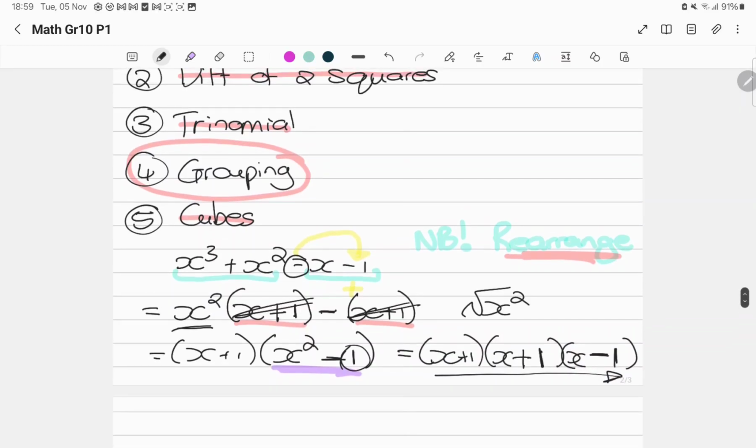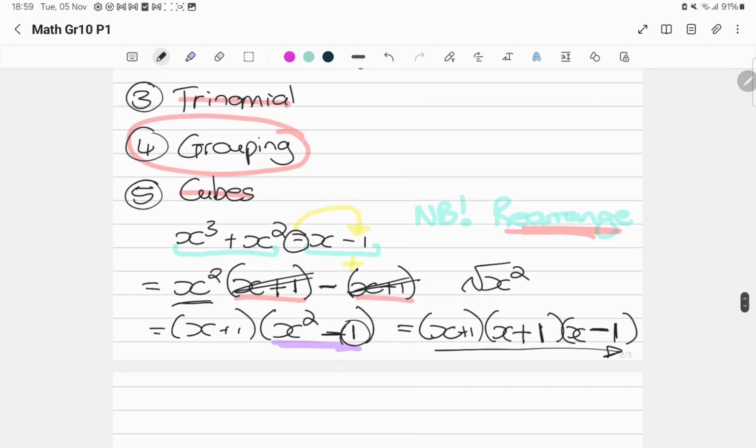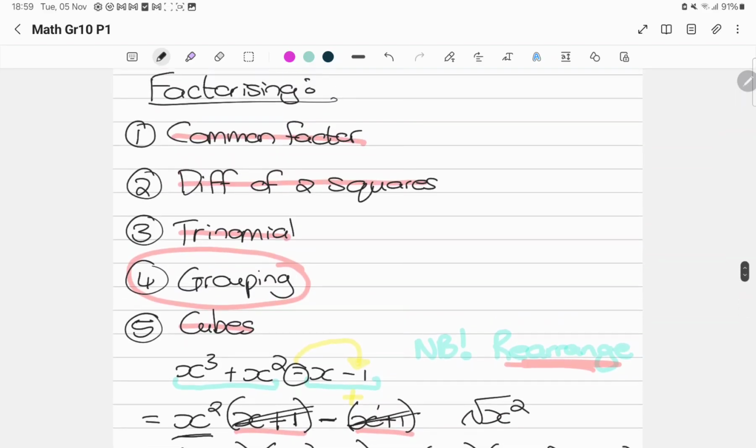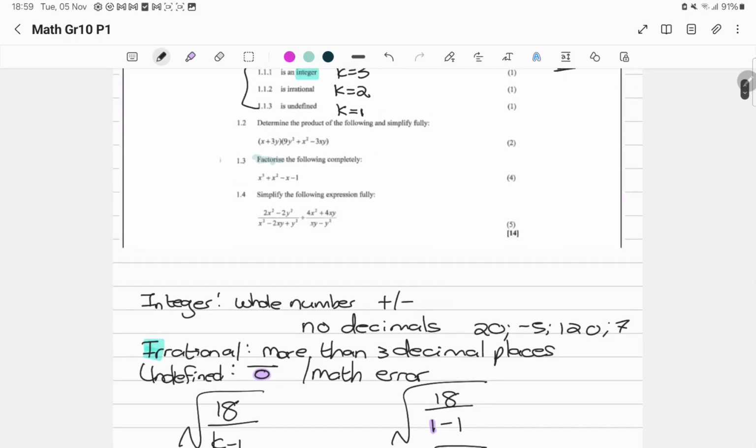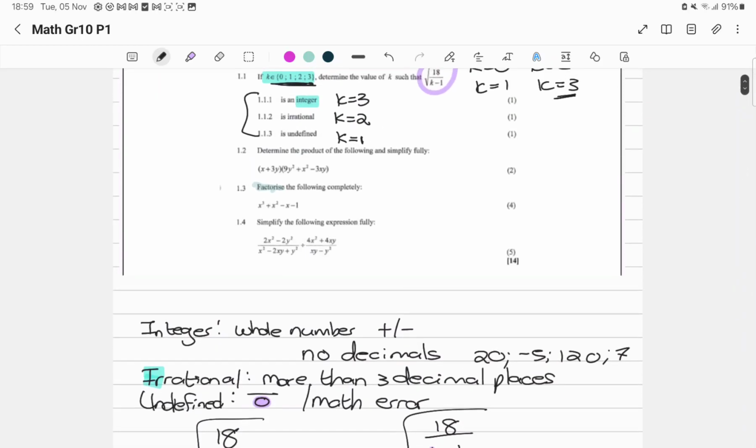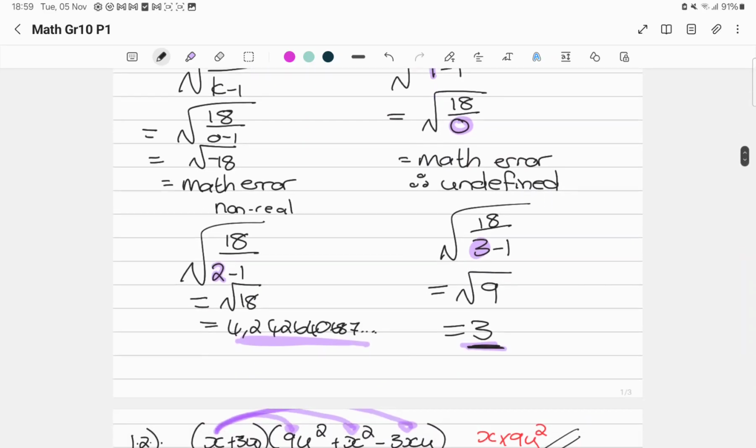So make sure of grouping. First, you always check, must I rearrange my terms? If not, I then find the common factors, and then I should have 2 common brackets. And then make sure in the end, did you fully factorize this? I think that is the most important thing with question 1.3.